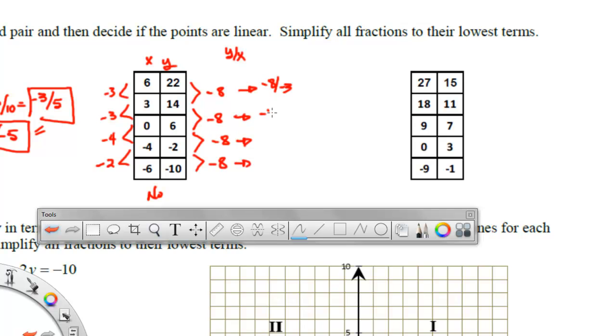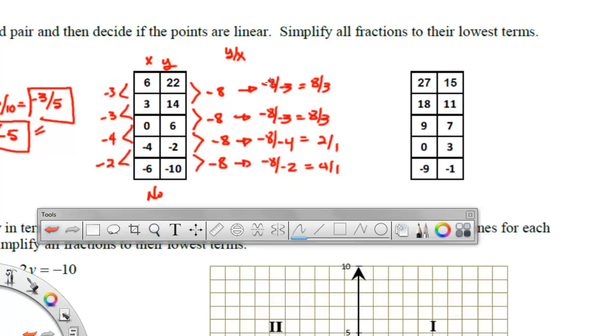That slope's a -8 over a -3. That slope's a -8 over a -4. And that slope's a -8 over a -2. Well, that's 8 over 3. That's 8 over 3. That slope is 2 over 1. And this slope is 4 over 1. You just didn't give me the slopes.